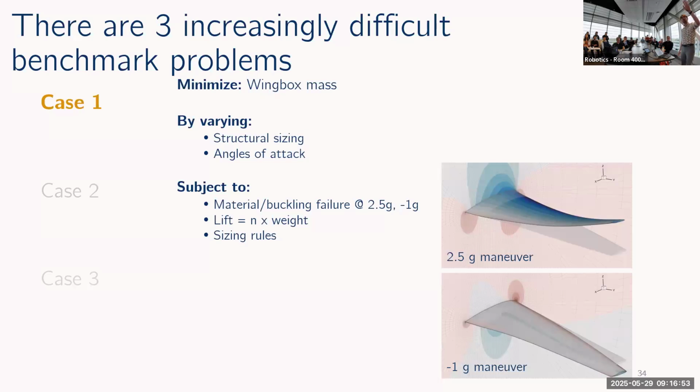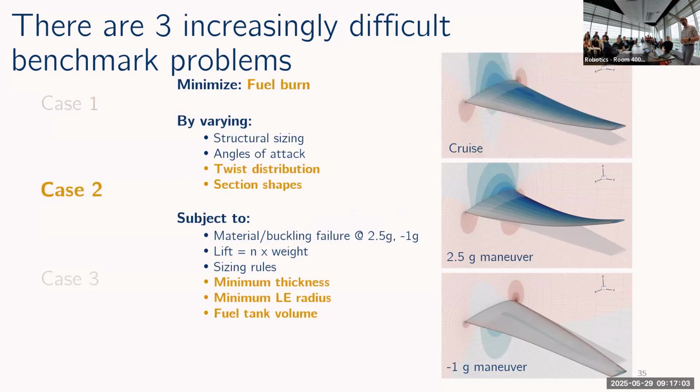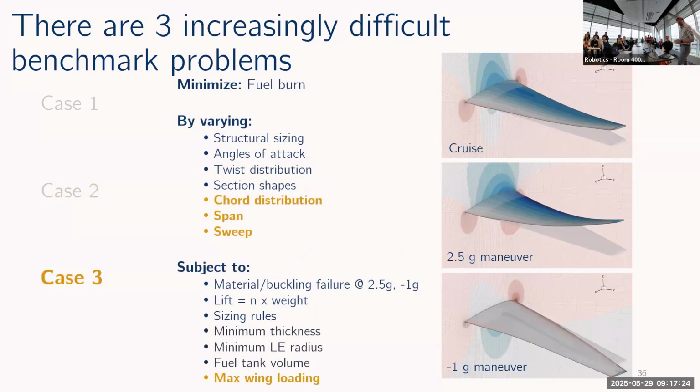So in the first one, we're just optimizing the structural sizing of this wing subject to structural failure constraints in these 2 maneuver conditions. In case 2, I add a cruise flight condition, and based on the lift and drag in that flight condition, we can compute a fuel burn over some nominal mission, and that becomes the objective to minimize. And then we also give the optimizer control over the twist distribution and section shapes of the wing. And then finally, in case 3, we also give the optimizer control over the planform geometry of the wing.